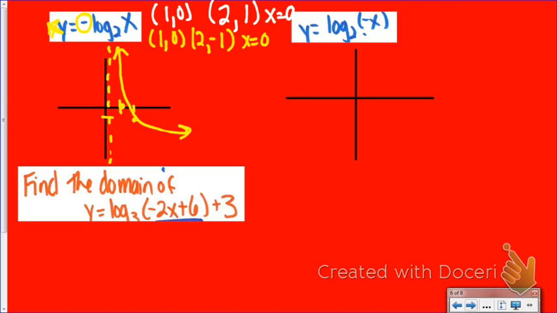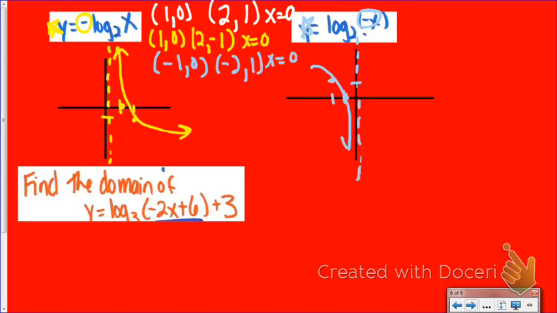Whereas the next one, let's do that one in blue. The negative is on the inside, so that's going to affect my x-coordinates. So I take my original parent function, but I make my x-coordinates negative instead. So this graph is going to be reflected the other way. And I still have that asymptote over here. Now one thing to look at here are my domains.